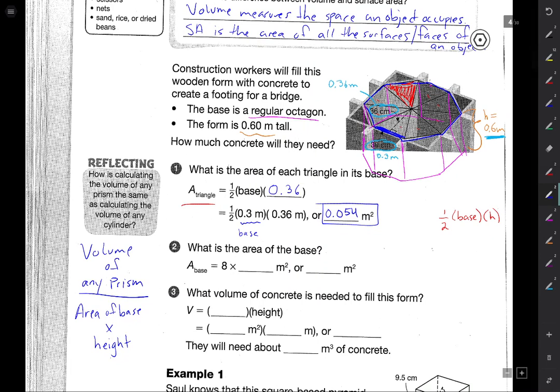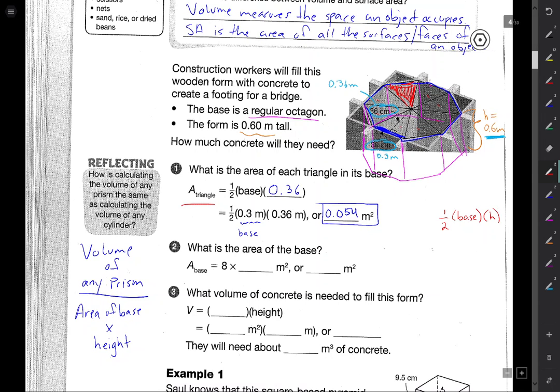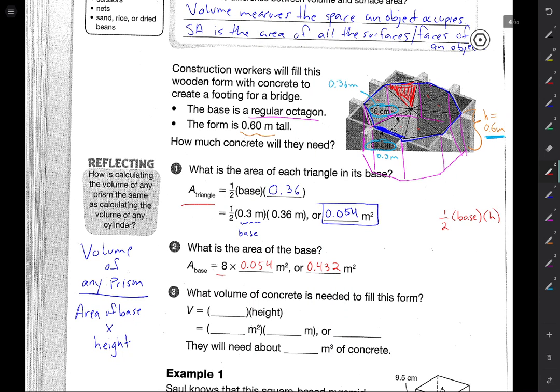Now we need to find the area of the entire base. In order to do that, we take the area of the one triangle and multiply it by 8, because there are 8 triangles making up the total octagonal shape of the base. So I'm going to do 8 times 0.054 meters squared, which gives us 0.432 meters squared.